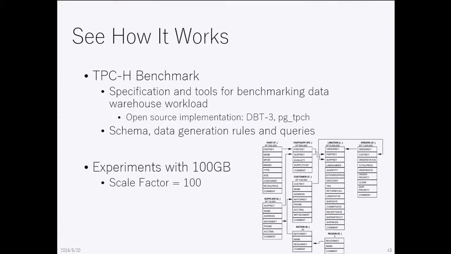So far, we have covered detailed cost formula of basic scan and join methods. Now, let's look at how it works with TPC-H benchmark.